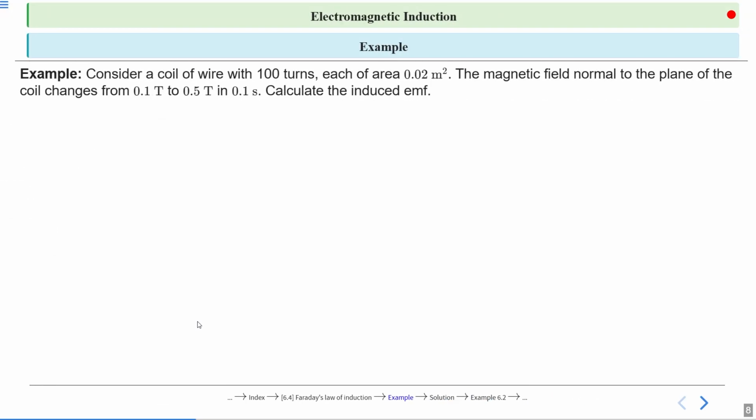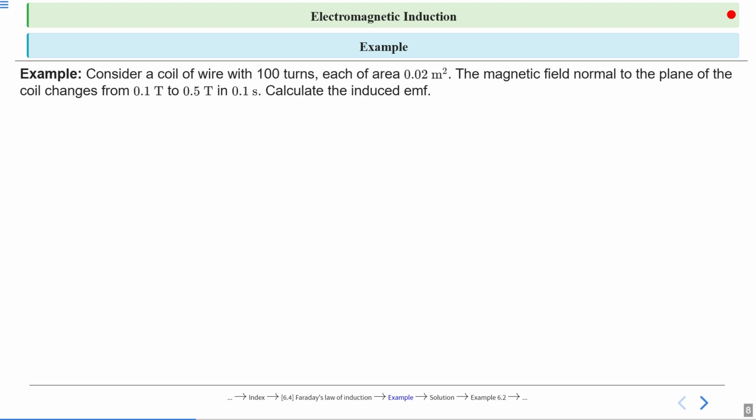Okay, let's do the example. This is not your NCERT example, but it is a very good example to make you understand the topic so that your concepts will be clear. Consider a coil of wire with 100 turns, each of area 0.02 meter square. The magnetic field normal to the plane of the coil changes from 0.1 Tesla to 0.5 Tesla in 0.1 second.